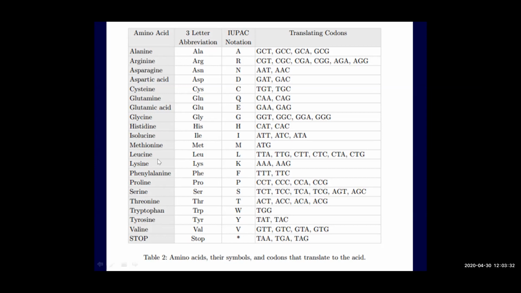Now therefore aspartic acid is given D and asparagine is given N. Then cysteine C, no problem. Then glutamine is not given Z, because Z is common for glycine. Glycine is Z. So glutamine is given Q.